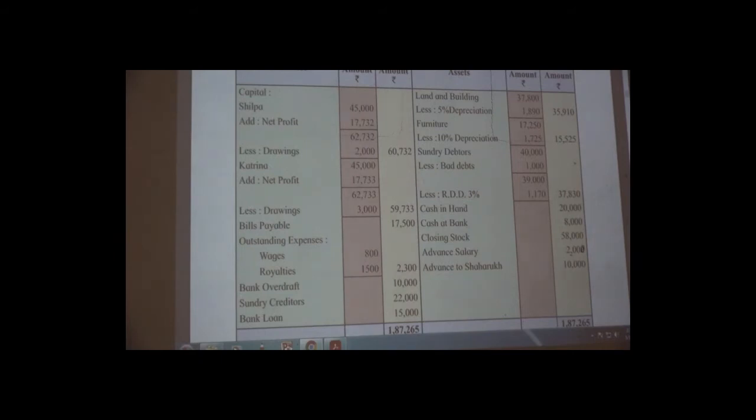Then next one, sundry debtors. Sundry debtors, again it is the current asset of the business, that's why it is shown on asset side. See here, on asset side, debtors is shown and the amount is written on inner column, 40,000, because there is the adjustment. Okay.